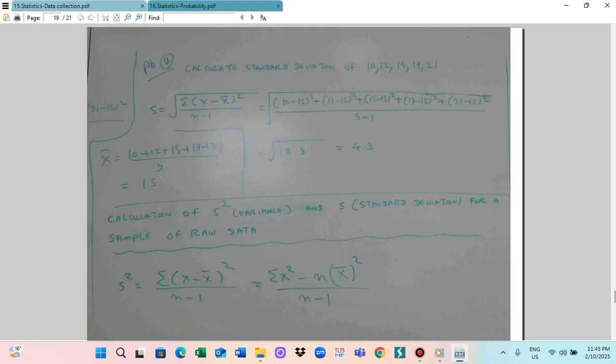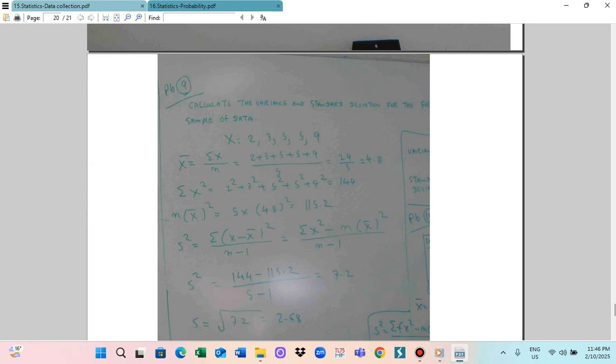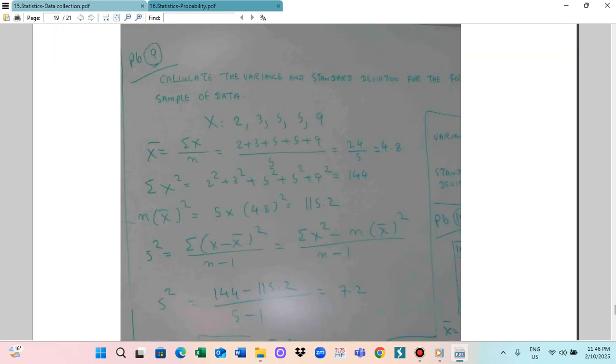This is the same, which means you add all the x squared, minus x bar squared multiplied by n, divided by n minus 1. So these are the same equation. When you make the calculation, you can also calculate it this way, and then you get the variance. And then you also calculate the standard deviation. The standard deviation is the square root of s squared.